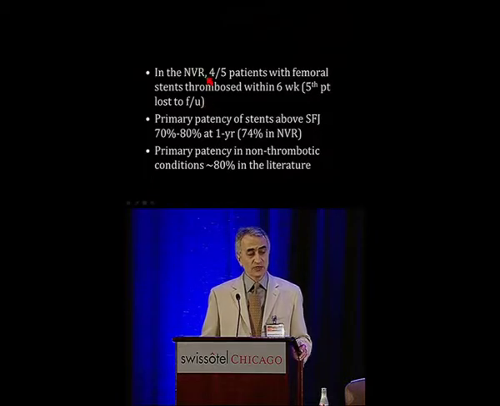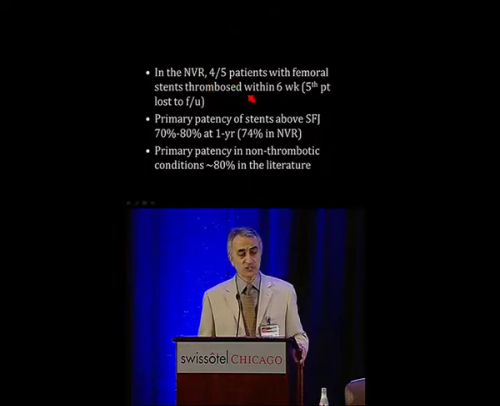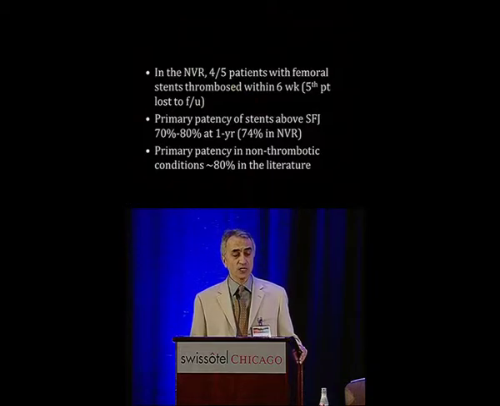Now, in the National Venous Registry, 4 of the 5 patients with the femoral stents thrombosed within the first 6 weeks or so, and based on that paper, the 5th patient was lost to follow-up. Primary patency of stents above the saphenofemoral junction is actually pretty good. It was 74% in the National Venous Registry.